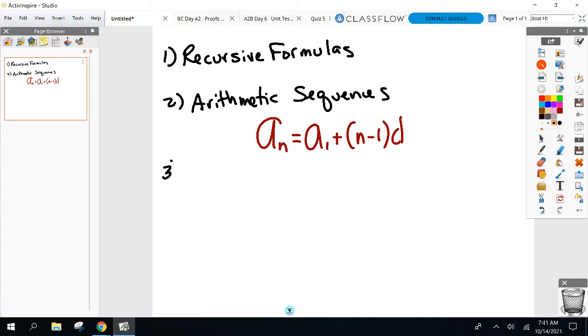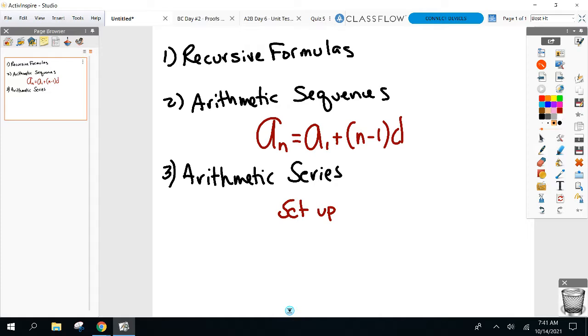Then you have arithmetic series, which means what am I doing to all the terms in an arithmetic sequence? Total. I'm looking for the total. That is where you set up your own sigma to find me the total.